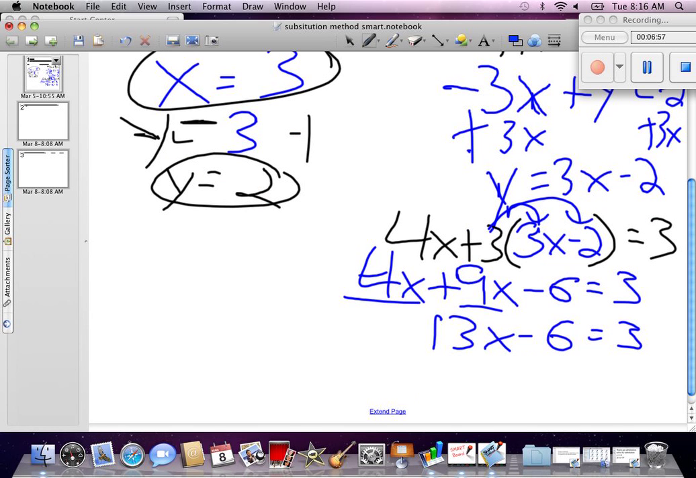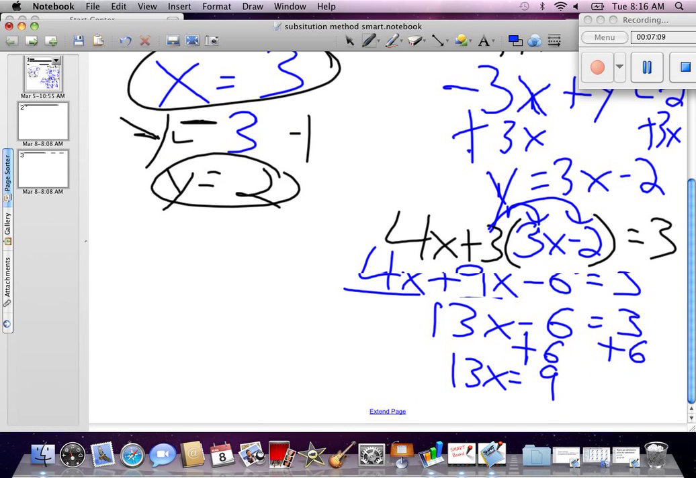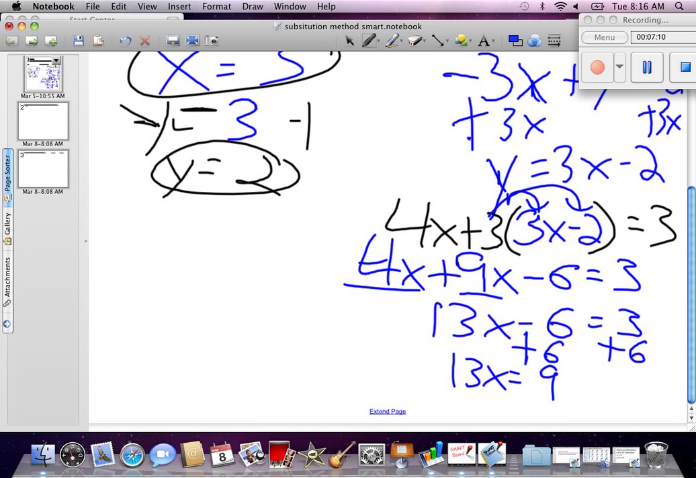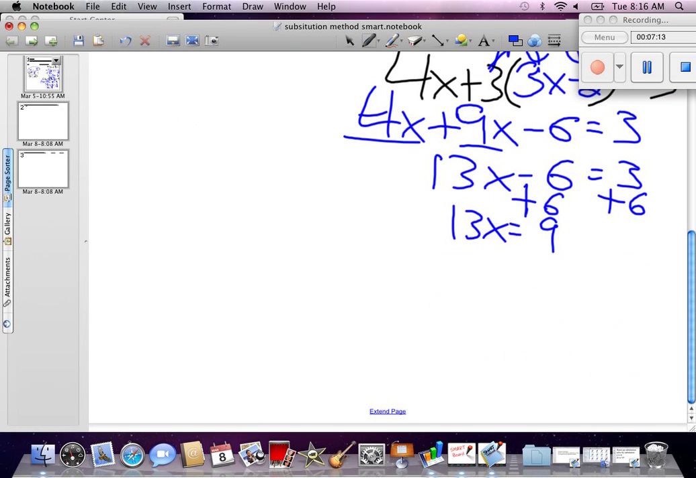Okay, Taylor, what do I do now? Yep. I'm going to add the 6 to both sides. So I get 13x equals 9. Then Tyler, what do I do now? Divide. Yep, divide both sides by 13.